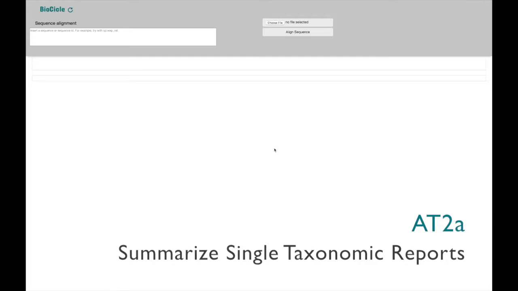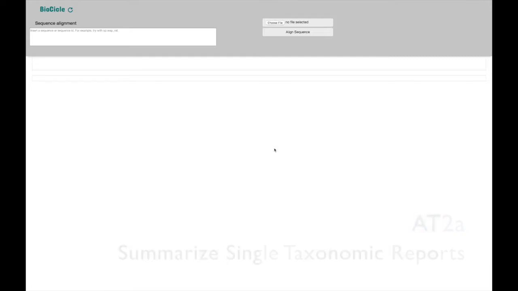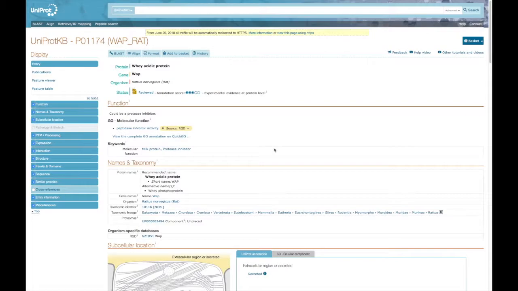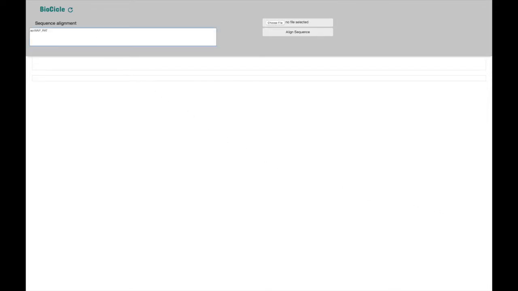I am first presenting to you a single query taxonomic report for a protein sequence comparison. In this case, we are using the protein accession ID to generate the sequence alignments. However, it is also possible to upload a pre-generated comparison result in its usual format. The sequence we are going to compare is taken from a rat.